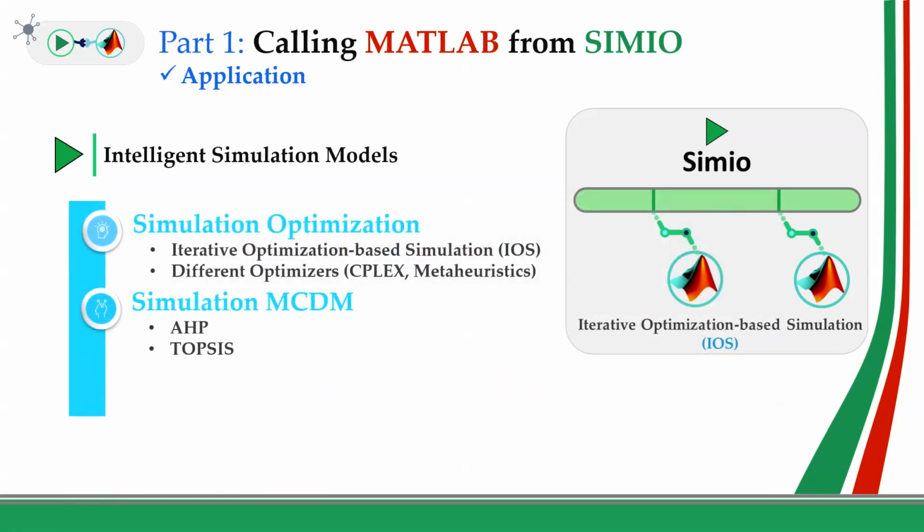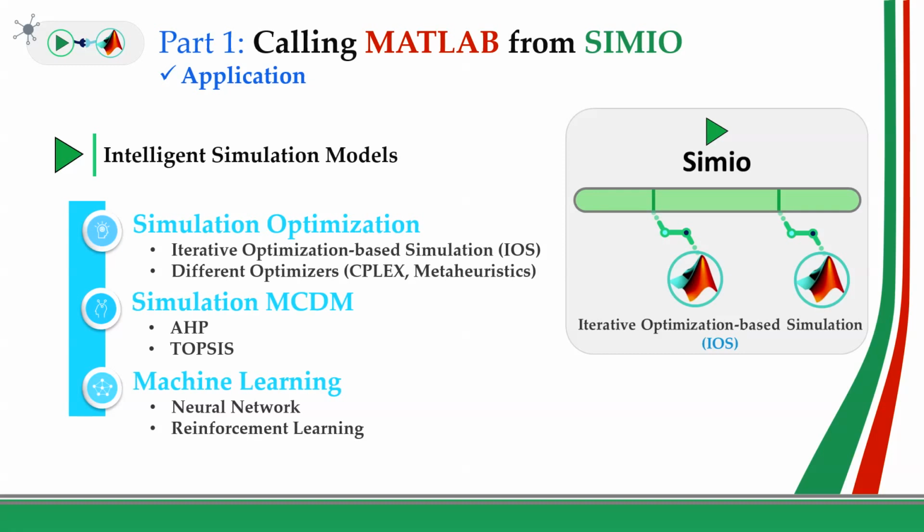So the second application could be running MCDM models. Consider that you have a simulation of a supply chain system where you want to pick the suppliers at certain times and certain periods. In order to pick the supplier, you may want to use an MCDM multi-criteria decision-making method like AHP or TOPSIS. So at those points, you can call MATLAB to perform MCDM for you to pick the new supplier or the set of suppliers.